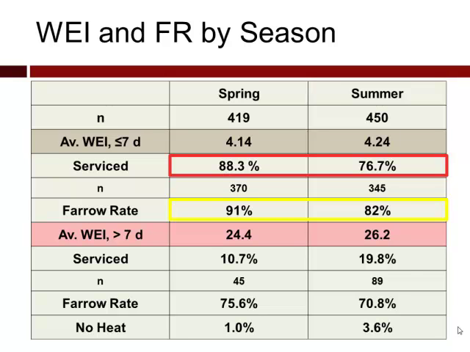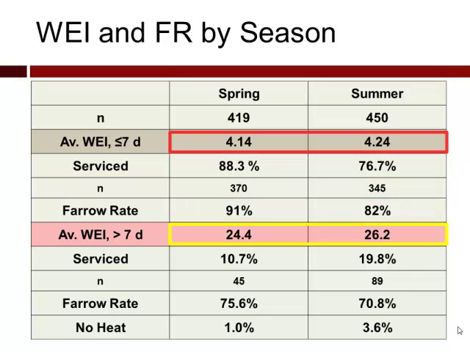Some of that can be recovered, right? So of the gilts that come into estrus and are serviced within 7 days, there's 88% in the springtime. Their wean to estrus interval is around 4 days, and it's about 4 days in the summertime as well. What you see, though, is that the ones that are serviced after 7 days on average are about 24, 26 days, depending on the season. It's just that the percentage of those is much smaller in the springtime than it is in the summertime.